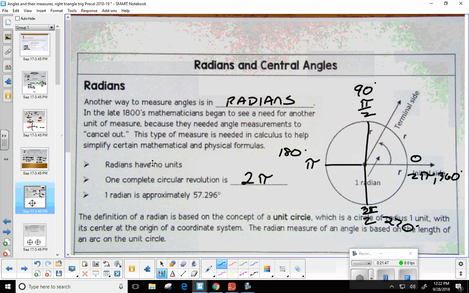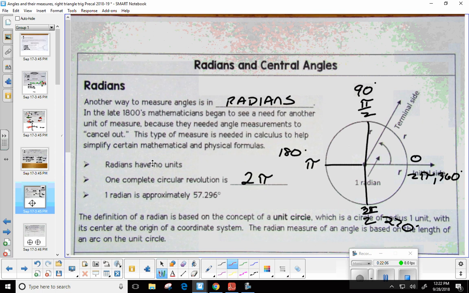Now, 1 radian is approximately 57.296 degrees. Okay, so what's below this, where it says the definition of a radian, that's how it walks through and tells you where we get that from. So again, like a lot of other math definitions, it's not as straightforward. So let me see if I can walk you through.